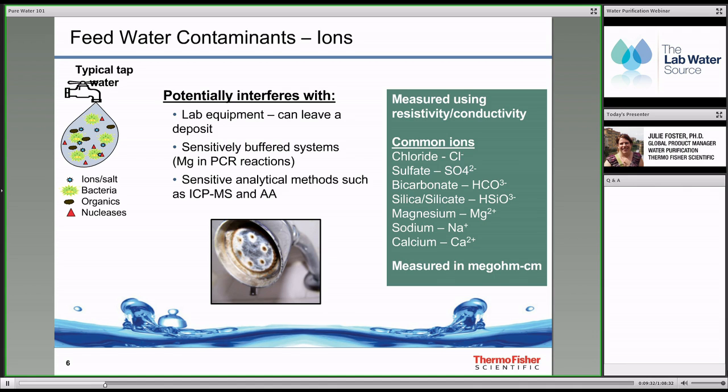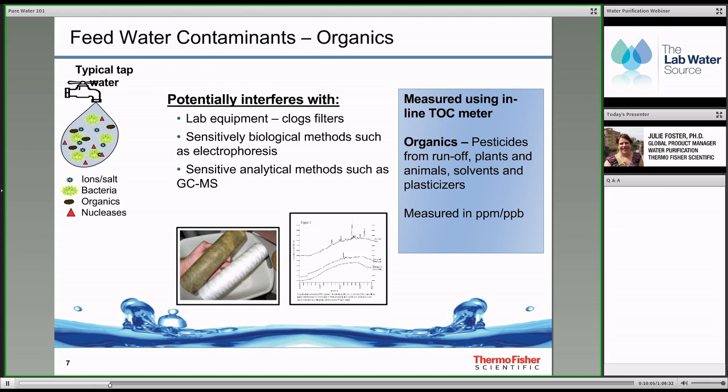Because of the amounts of ions in your water, it's important to know how much ions are in your water. So you'll notice if you look around your lab and you have a lab water system, the majority of the lab water systems will have a digital readout of the water purity at any time. It's a real-time readout. If you have an ultra-pure water system, it's going to read out hopefully 18.2. So that is the readout of the conductivity or resistivity of the water.